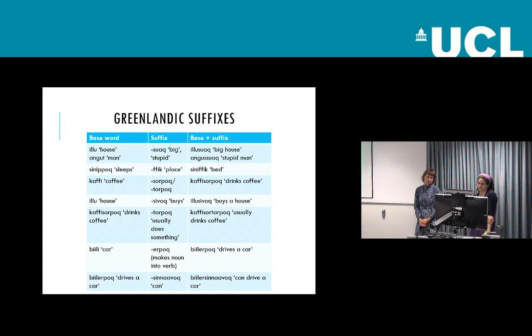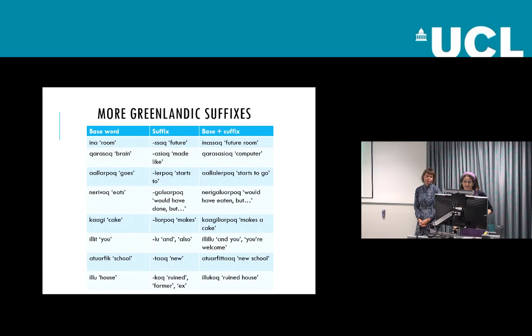More suffixes. So this is freaky. So this ina, no, this is for you. Do you want to do ina? Okay, I'll do ina. So this is a really interesting feature.